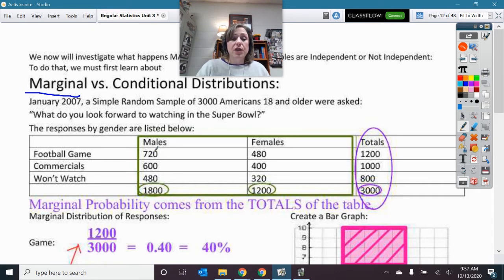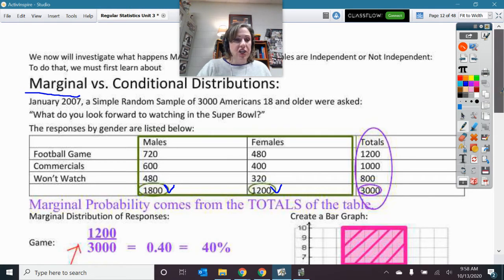Okay? Now, you might say to yourself, well, duh, there's more males. 720 of them are watching the football game, and only 480 females are watching the football game. So you might say males are watching the football game at a higher rate. No, that is not the case, because there were 1,800 males in my sample, and I only sampled 1,200 females. So they could be doing it at the same rate because there were fewer females in the sample than males. Okay? So let's take a look.